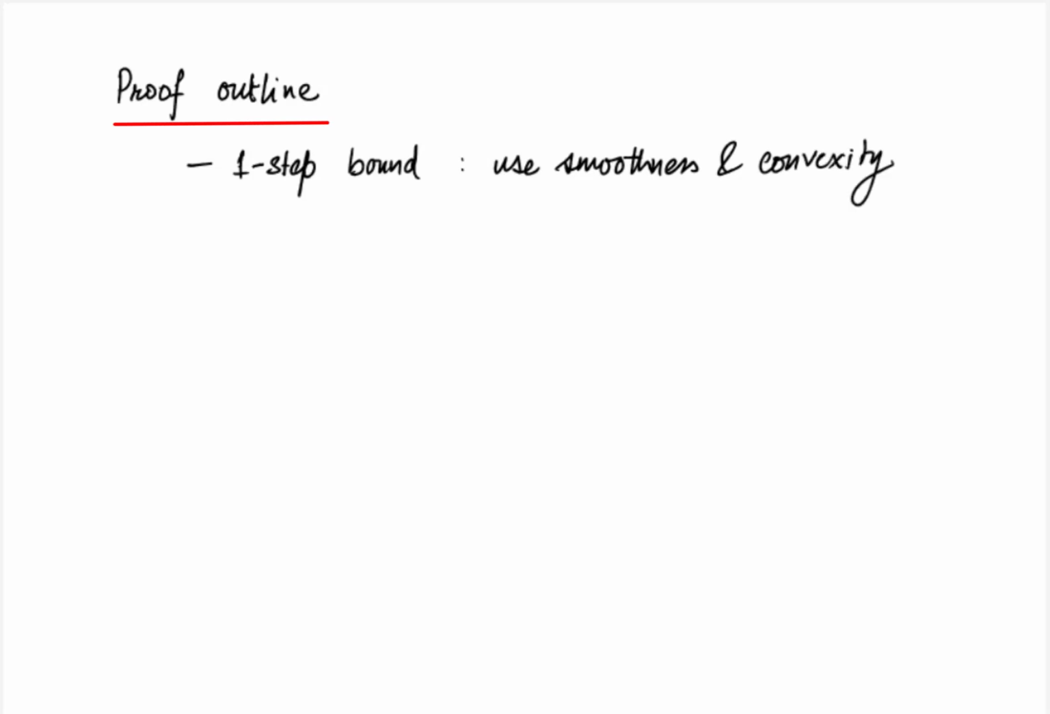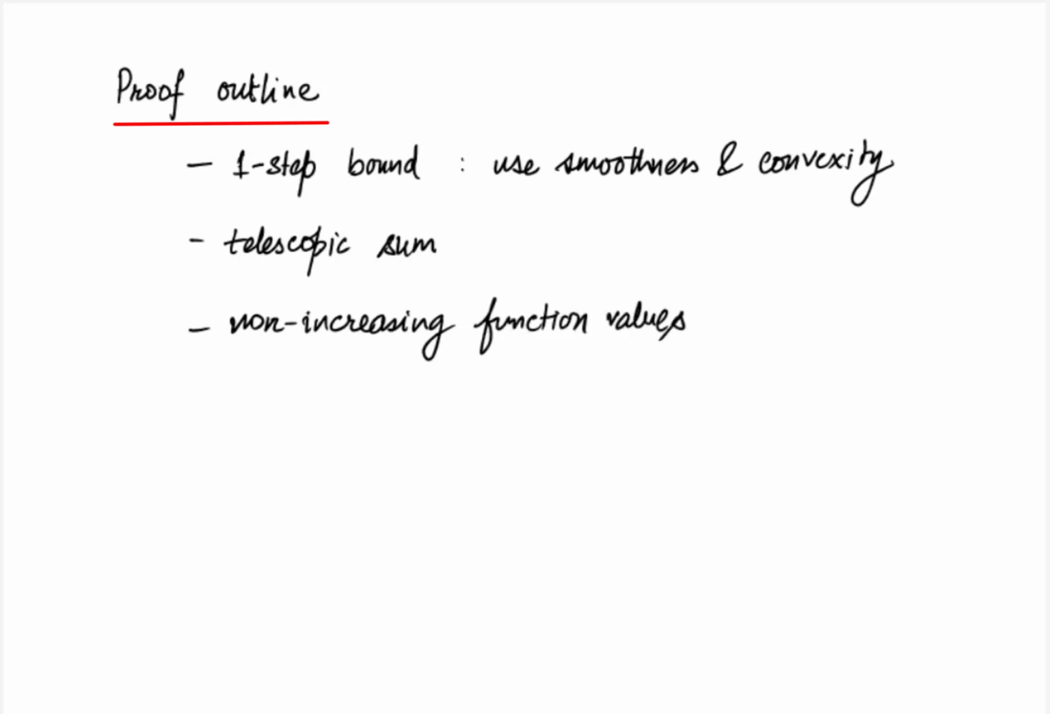Let us look at the proof. The overall proof outline is as follows. The first step is that we will establish a one-step bound using smoothness and convexity. So this will be a result when going from x_t to x_{t+1}. Then we will stitch together all the results for all t and carry out a telescopic sum. And the third step will be to show a unique property for gradient descent, which is that the function value is non-increasing, which will allow us to get to the final result. As you will see later, this would often be the skeleton of the proof.